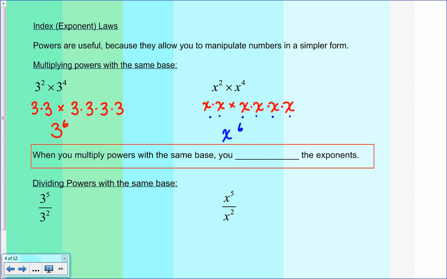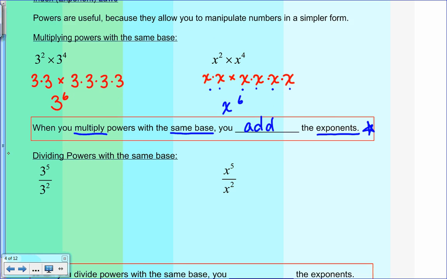So we have a shortcut when we're multiplying powers with the same base. When we multiply powers that have the same base, we get to do something with the exponents. The shortcut is 2 and 4 turn into 6 by adding. So when you multiply powers with the same base, you add the exponents. Very important rule.